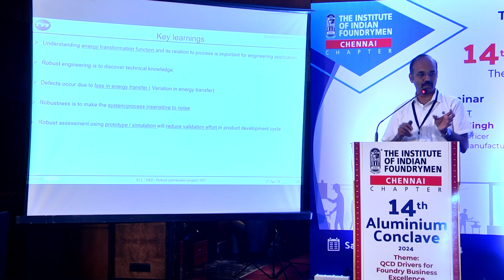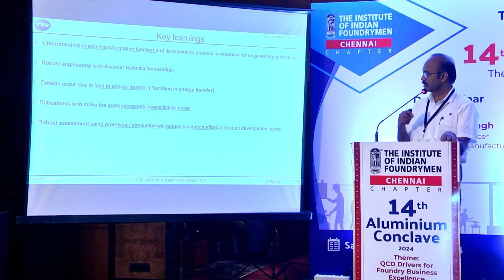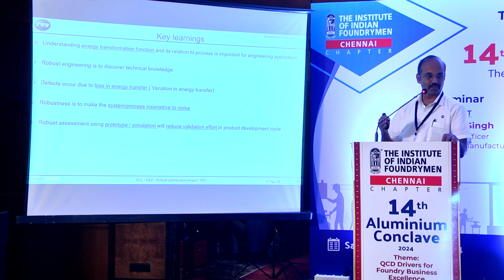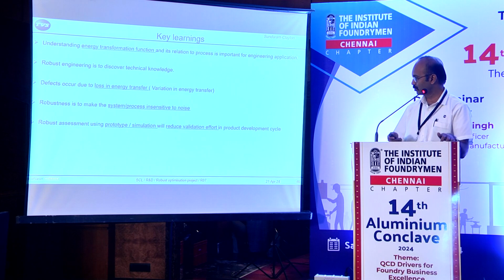What is the input energy, what is the output energy, and what are the noise factors that influence this energy transformation. Robust engineering is basically adopted to discover this technical knowledge, and generally defects occur due to loss in energy transfer. If there is excess energy transfer or less energy transfer, defects start occurring in the process. So robustness is to make the system more robust against, or insensitive to, noise. These are some of the learnings that we have from this project.